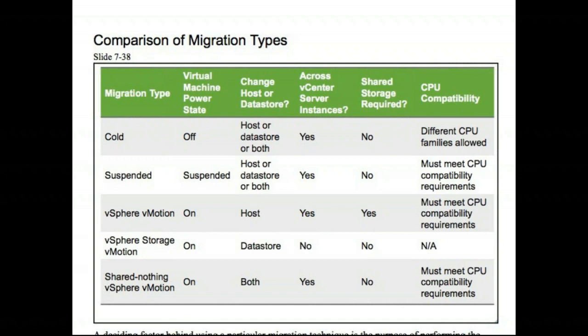Now in the shared nothing vMotion, the virtual machine is in the powered on state. Now we are migrating both host as well as data store. It can be done across the vCenter server. And now you see here, in the vMotion, we had the requirement for the shared storage. If we do not have a shared storage and still I want to perform a vMotion, then I can use shared nothing vSphere vMotion. So that is the reason this new feature had been introduced. Previously it was not possible. Now it is possible from 6.5 onwards.